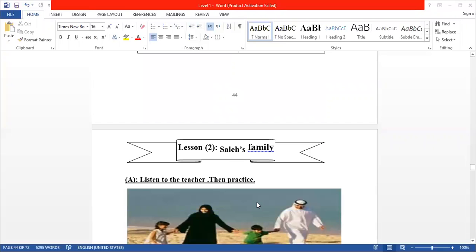Now we are going to talk about Salih's family. Salih's family, هي عائلة صالح أو أسرة صالح. هنتكلم عن هذه الأسرة. We are going to talk about this family, family of Salih. Now I'm going to read, then I'm going to explain the meaning of the new word.